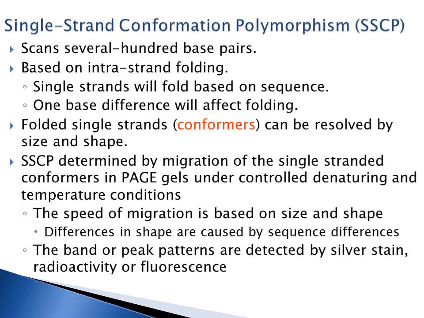Your folded single strands are called conformers, and these are resolved on a gel, and how they move through the gel is going to be based on their size and shape. You're going to use polyacrylamide gel under controlled denaturing and temperature conditions. The speed of that migration is based on the size and the shape, so differences in shape are caused by sequence differences. And you could look at these bands using silver staining, radioactivity, or fluorescence.